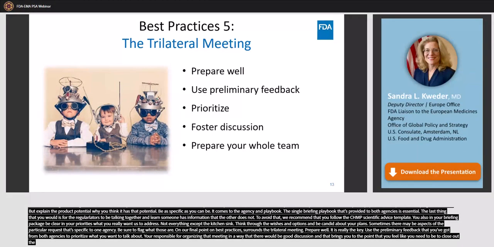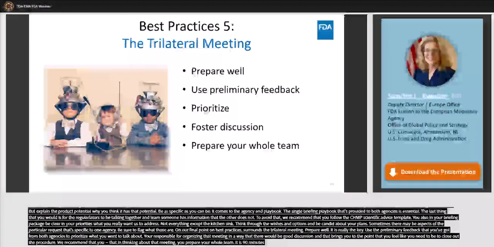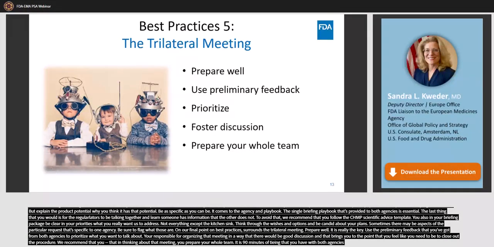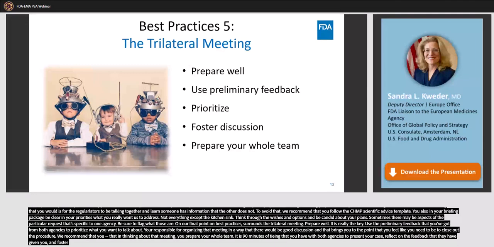We recommend that in thinking about that meeting, you prepare your whole team. It's 90 minutes of time that you have with both agencies to present your case, reflect on the feedback that they have given you, and foster really good, meaningful discussion. Be transparent about your plans, be open-minded, and get the most that you can out of the procedure.